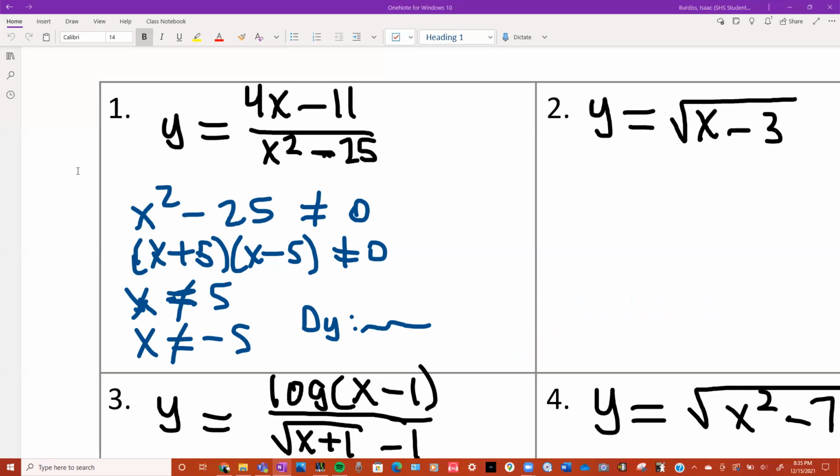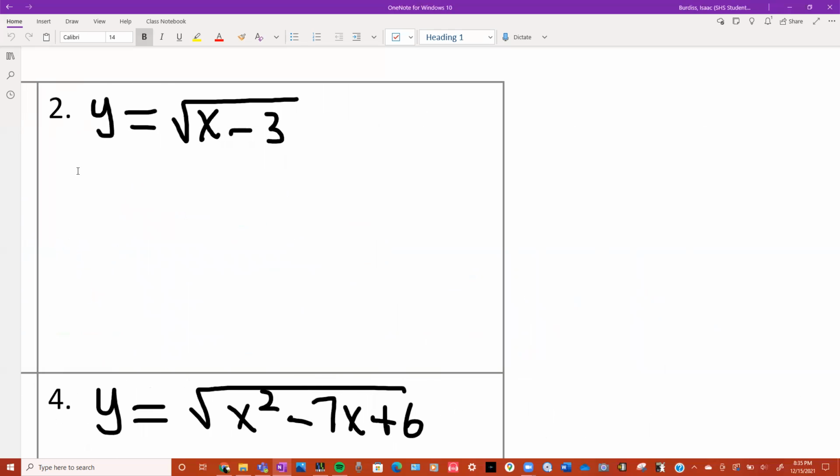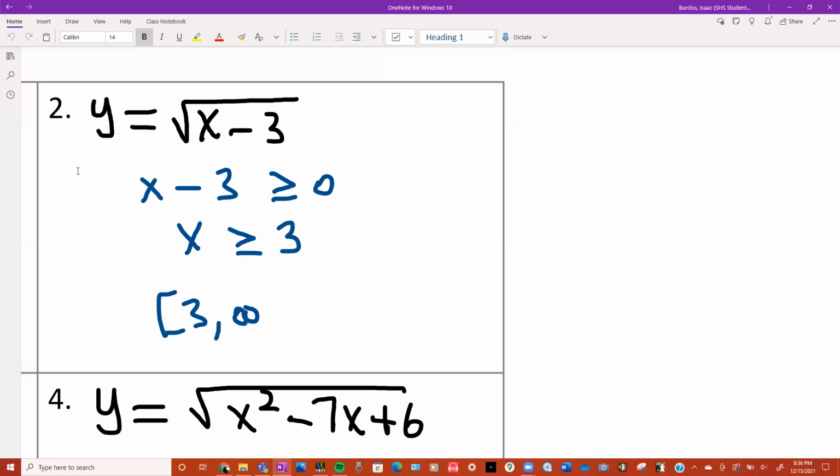So let's do that for now. Looking at this one, do we see a denominator? No. Logarithm? No. Radical? Yes. And when you have the radical, you set it greater than or equal to 0, and that's only what's in there. You don't have to have the radical itself in there. So now this one's pretty simple: x is greater than or equal to 3. So this is what the domain would be. Sometimes it helps to draw a number line.